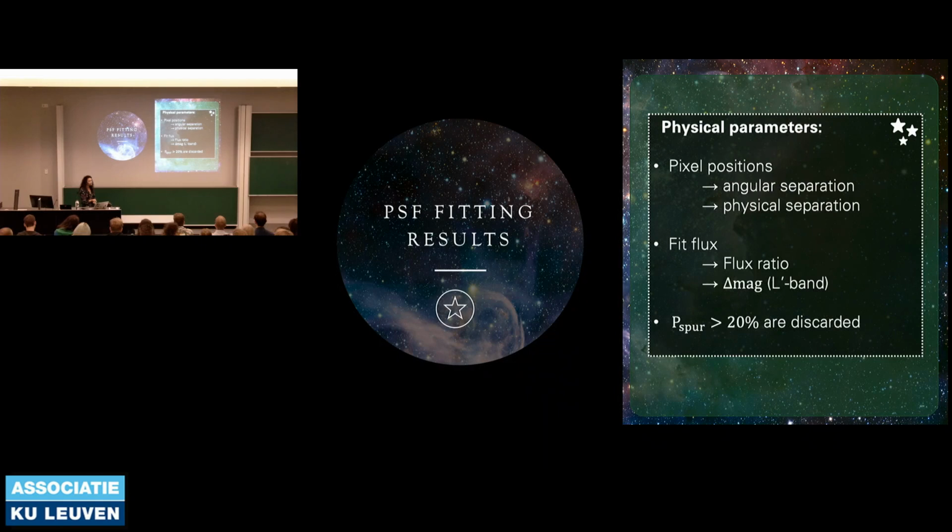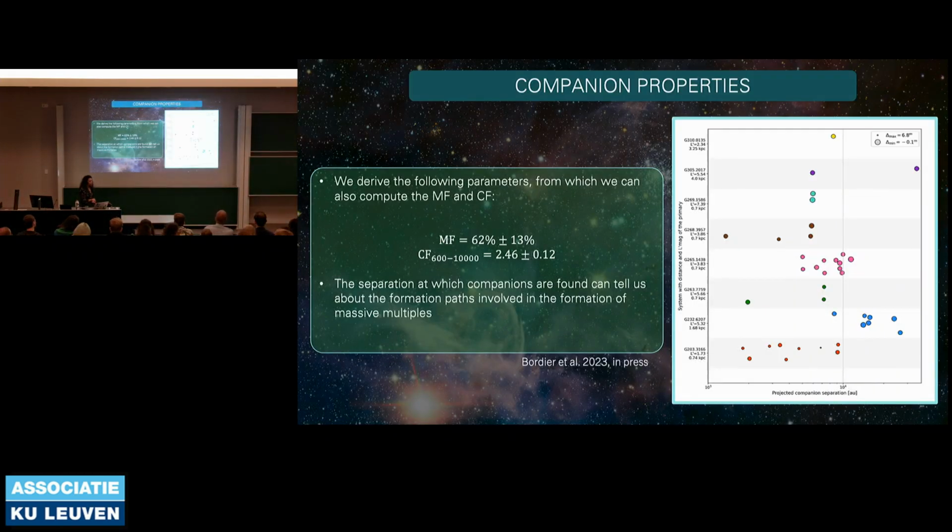Yeah, I think only 2 of them were discarded in the end. So we derived the following parameters. We found that only 8 systems out of 13 were in multiple systems. So it leads to a multiplicity fraction of 62% and a companion fraction of 2.4 on average.